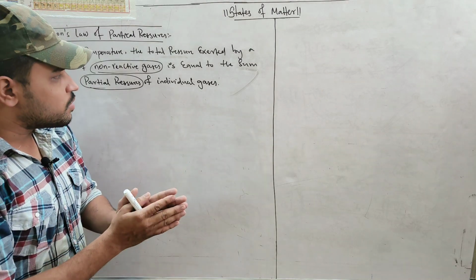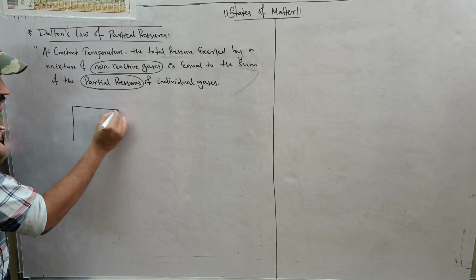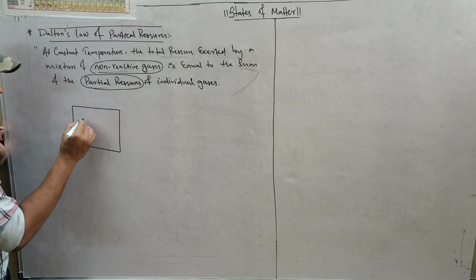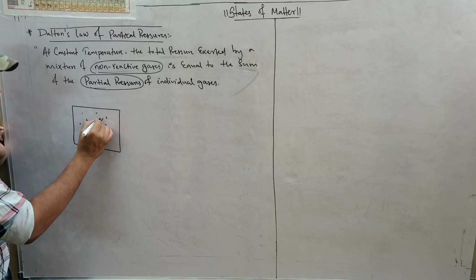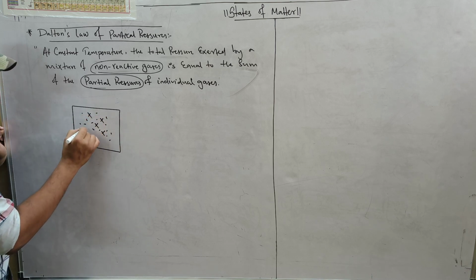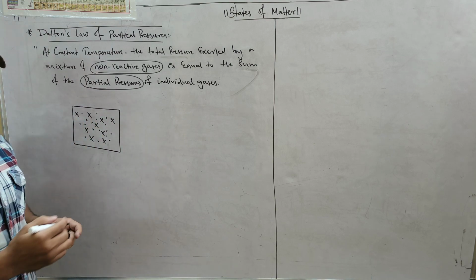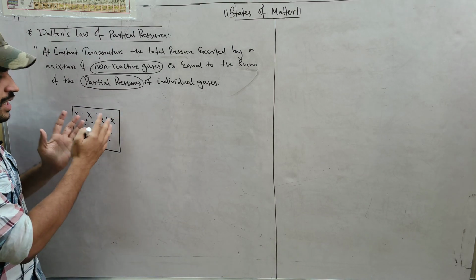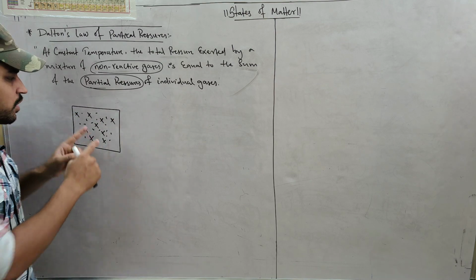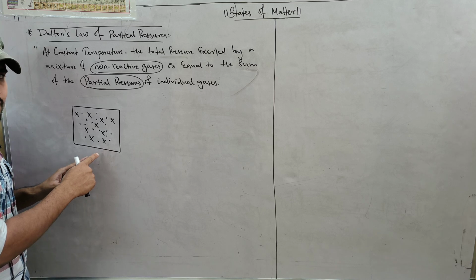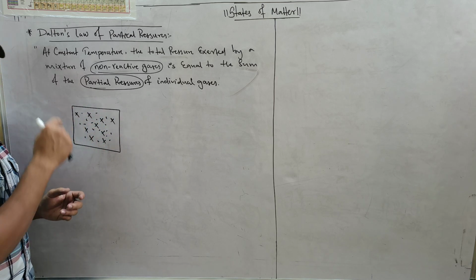So what does it mean? When two or more non-reacting gases, let's take this is the vessel, we have placed two or more non-reacting gases. Let's take two types of gases. This cross is one type of gas and these dots are another type of gas. When these two non-reacting gases have been enclosed inside this vessel, then what is going to happen? The total pressure exerted by the gas molecules in this vessel is equal to the sum of their partial pressures.